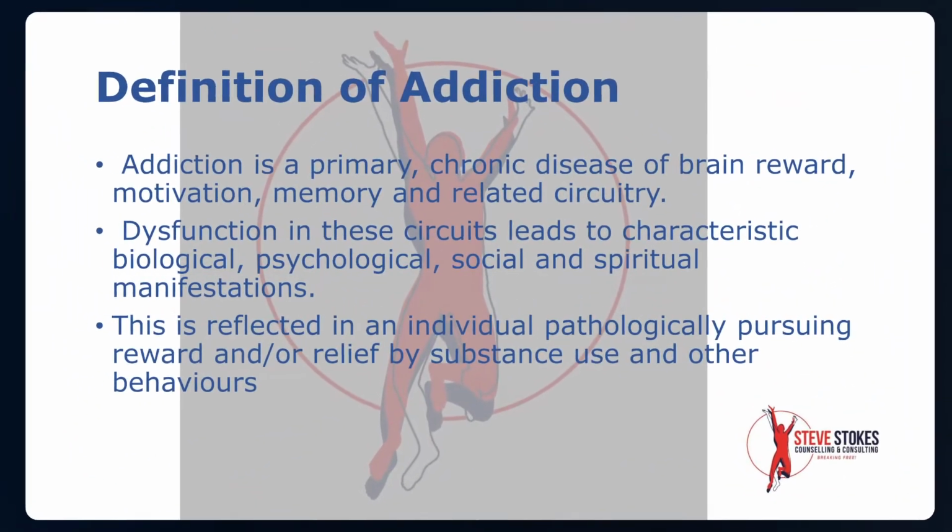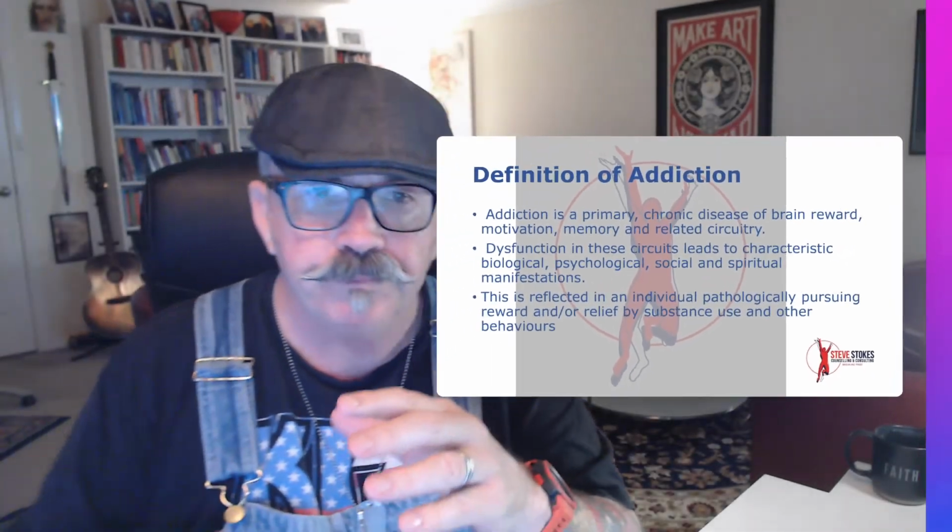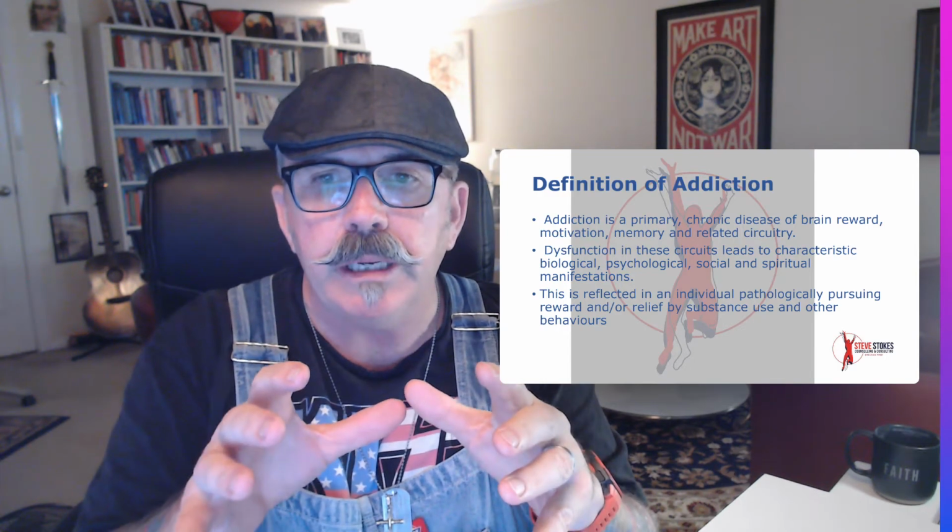and addiction. So a definition for addiction: addiction is a primary and chronic disease of brain reward, motivation, memory, and related circuitry. There's a dysfunction in these circuits that leads to characteristic biological, psychological, social, and spiritual manifestations. And this is reflected in an individual pathologically pursuing reward and/or relief by substance use and other behaviors. So when we're looking at something like this, it's this continuing to return to something that becomes chronic over time.